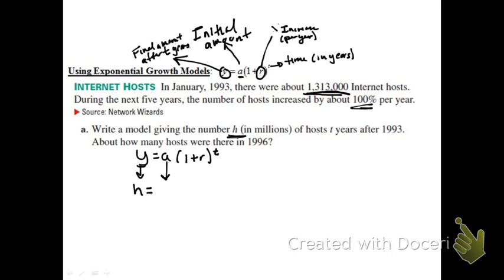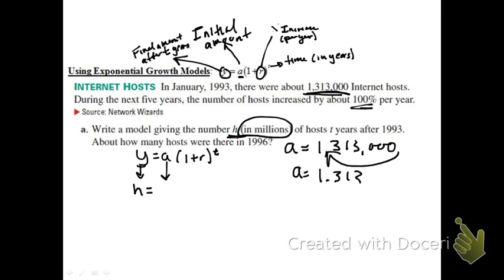Now you've got to be careful here. In this problem, my a value would not be 1,313,000. At least I wouldn't write it that way, because it does say h has to be measured in millions. So if you think about it, this is 1.313 million. So essentially you have to move the decimal place over, and instead let's use a as 1.313. So we're going to have h equals 1.313, that's our starting amount of internet hosts in 1993, and then 1 plus our rate that we increase by per year.